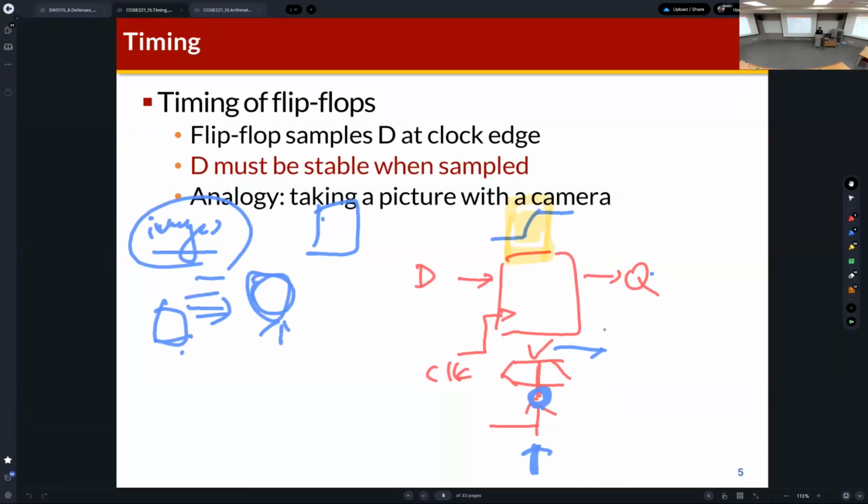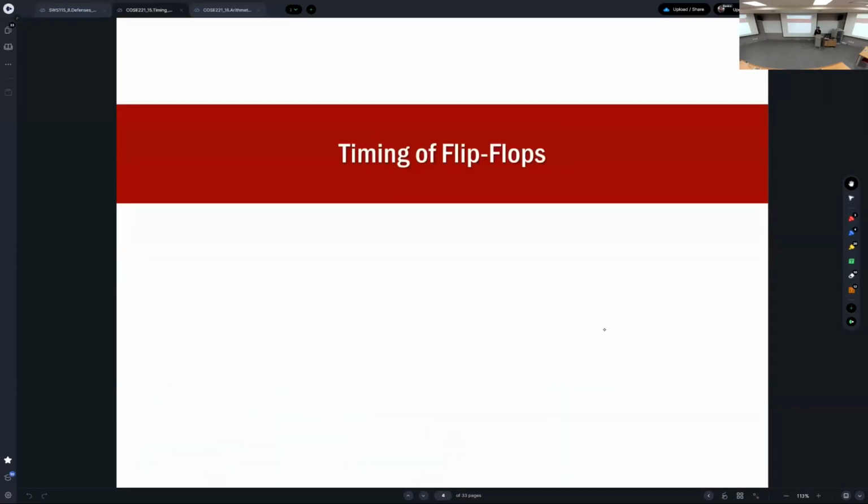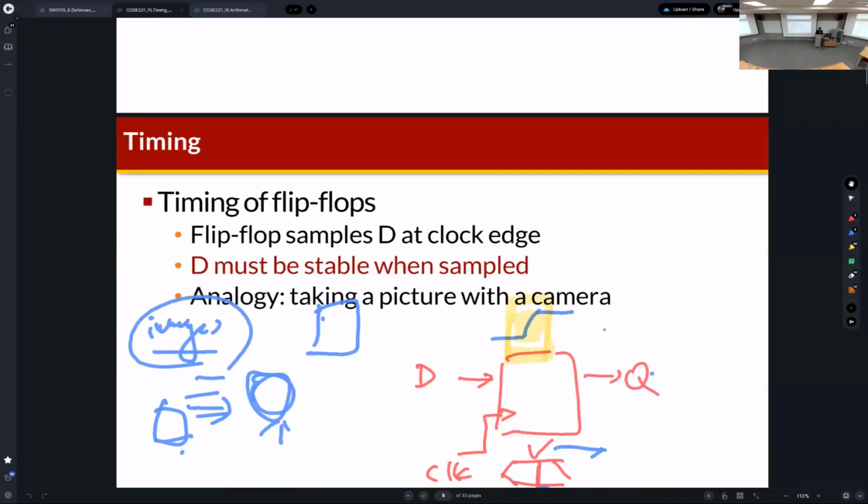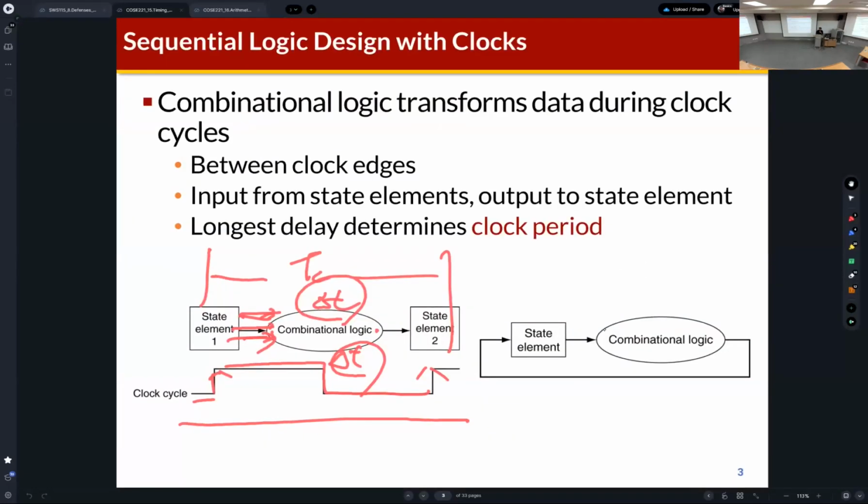In the previous class, we learned about the timing features of sequential logic. Especially, we covered the timing characteristics of the D flip-flop. You need to remember this model.